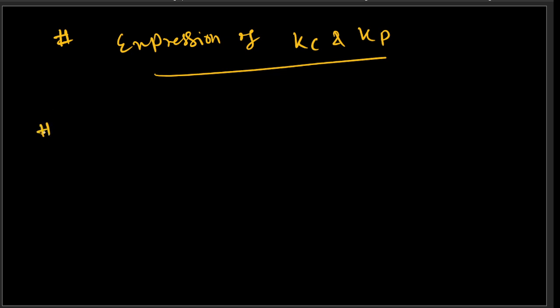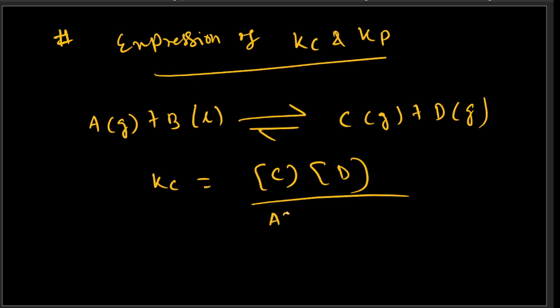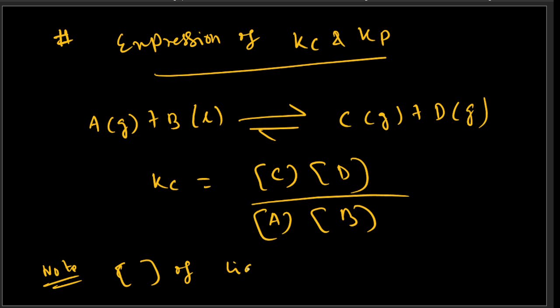If the reaction is A gas plus B liquid giving C gas plus D gas, then what will be the Kc? Kc will be the product concentrations divided by reactant concentrations, but not the concentration of liquid, which is unity with gas molecules.